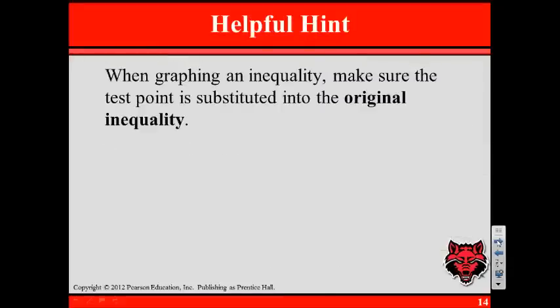One more helpful hint before we let you go forward with your homework. When graphing an inequality, make sure the test point is substituted into the original inequality. Do not put the test point into the equation. Otherwise, you might come up with an answer that doesn't make sense.